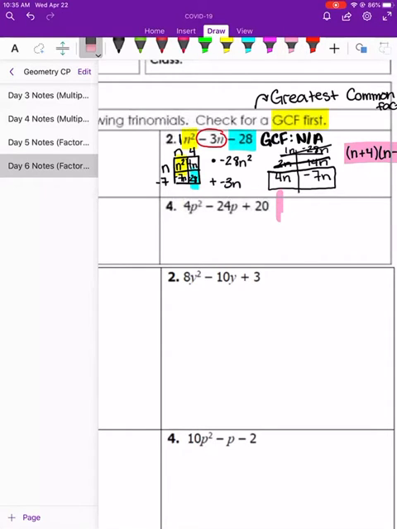So my GCF is 4. So I'm going to take a 4 out, and I have p squared minus 6p plus 5. Now, with this right here, I'm going to use the box, just like we did before.